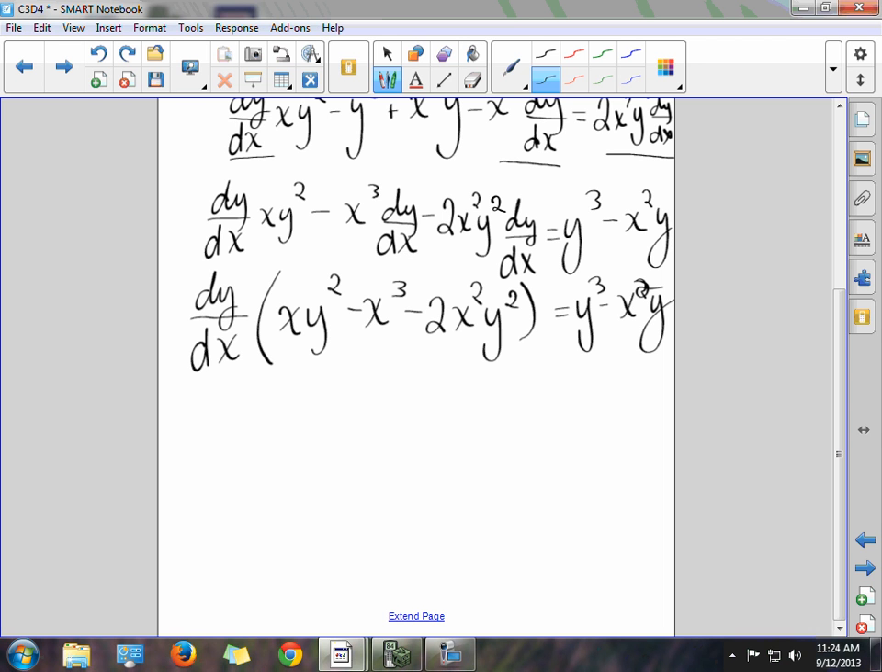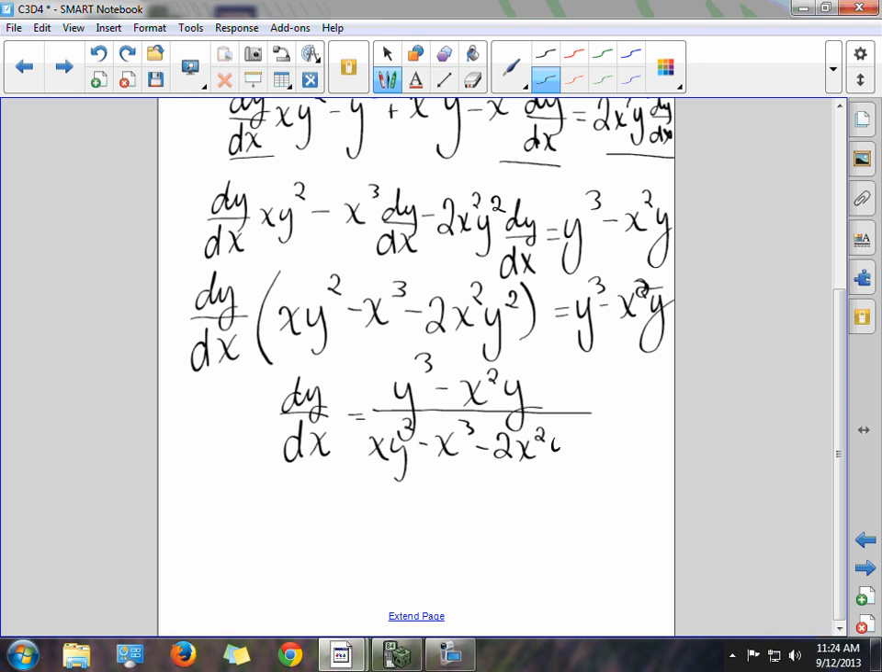So now we can divide. So we get that dy dx is equal to y cubed minus x squared y all over, excuse me, xy squared minus x cubed minus 2x squared y squared. Lovely. And there we go. We didn't want to find the slope or anything. We just wanted to find the derivative, and it actually turned out really nice.